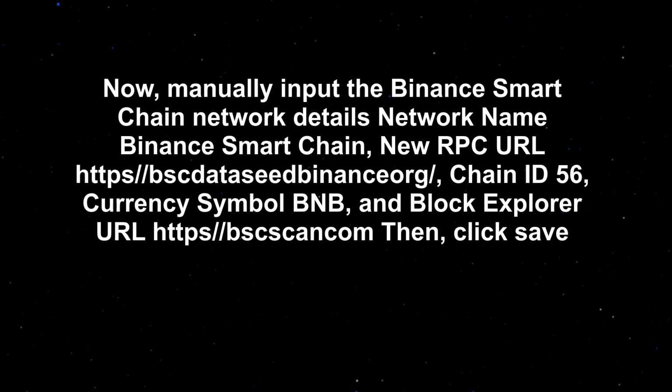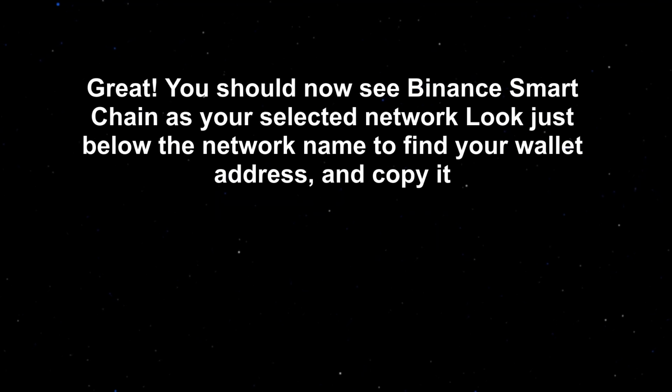Now, manually input the Binance Smart Chain network details. Network name: Binance Smart Chain. New RPC URL: https://bsc-dataseed.binance.org/. Chain ID: 56. Currency symbol: BNB. Block explorer URL: https://bscscan.com. Then click Save. Great, you should now see Binance Smart Chain as your selected network.